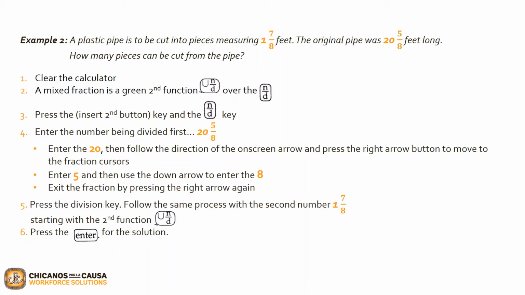At this point, you're going to press the division key. Follow the same process with the second number, which is 1 7/8. Starting with the second function mixed number button, that little U, the N, and the D. Then you're going to press enter for the actual solution. In this case, the actual solution is going to be 11. So 11 pieces can be cut from the pipe. This is the number that you should also see on your calculator.